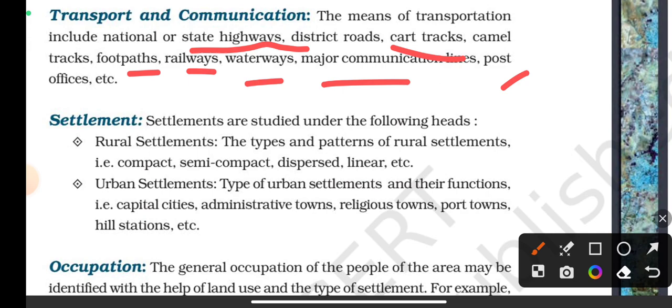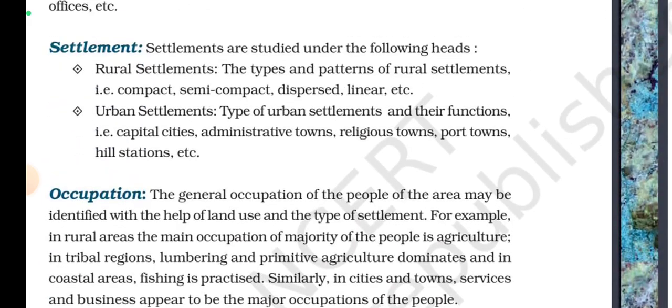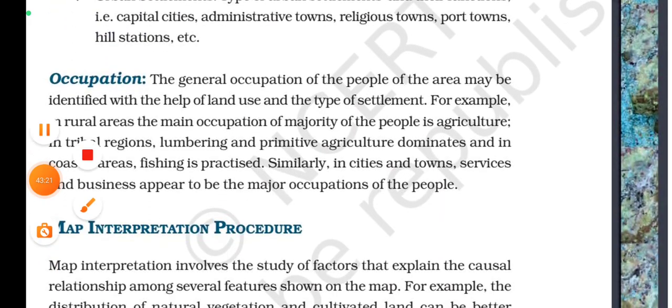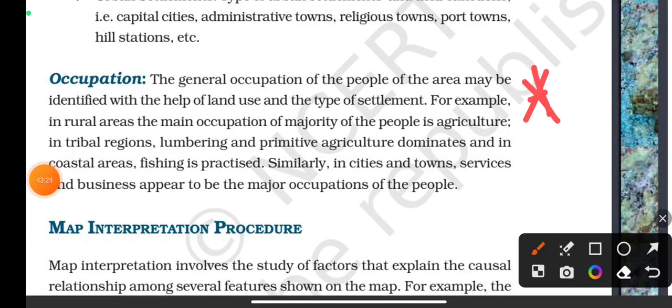Now let's talk about settlement. Settlement is studied under the following heads: rural settlement and urban settlement. The types and patterns of rural settlements are compact, semi-compact, dispersed, linear, etc. For urban settlement, the types of urban settlements and their functions, that is capital cities, administrative towns, religious towns, port towns, hill stations, etc.